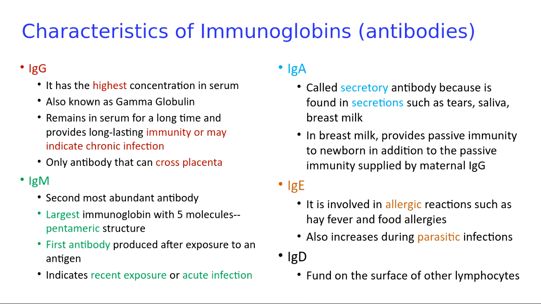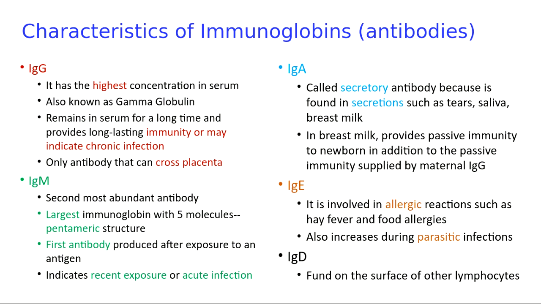IgM is the second most abundant in the body, and it is the largest immunoglobulin. It is huge compared to the other ones. And one thing that is very important about IgM is that it is the first antibody to be produced whenever anybody, any of us, is exposed to an antigen. Whenever we find IgM antibodies, we know that the patient just had recent exposure, or is in an acute infectious process.